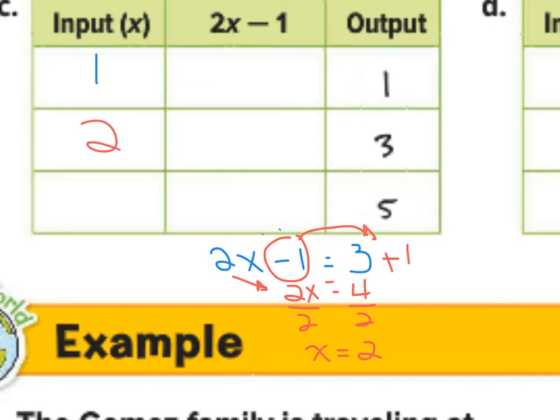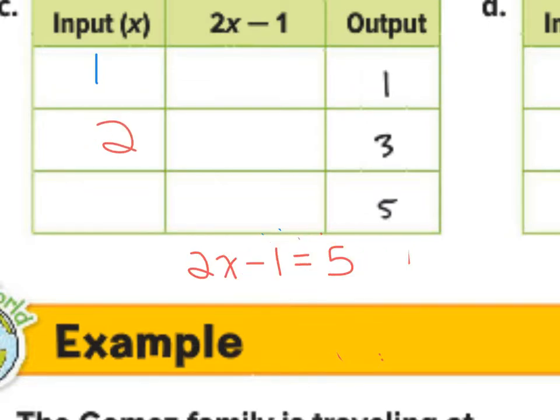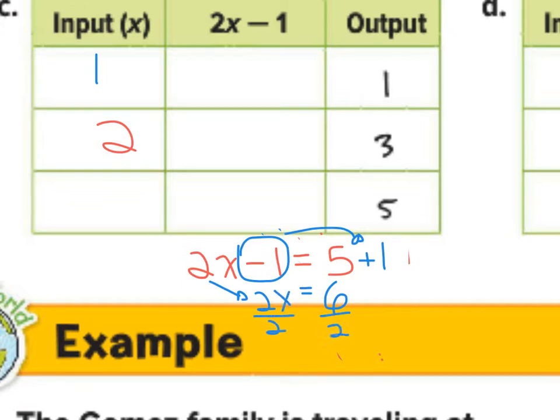Again, we have 2x minus 1 equals 5. That's our output, so we write it out as 2x minus 1 equals 5. Then we go ahead, in reverse order, and try to isolate the x. So isolate by inverting. This becomes plus 1. So now I have 6, and I have my 2x, which I bring down. 2x equals 6. Divide both sides by 2, and now I get x equals 3.